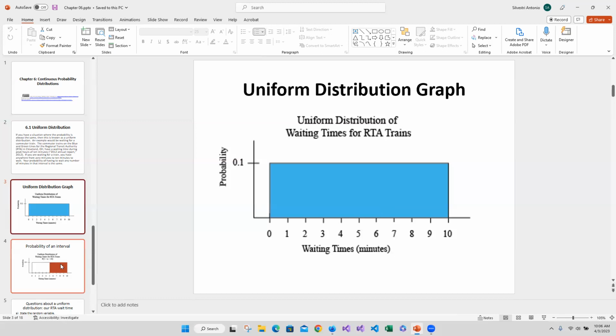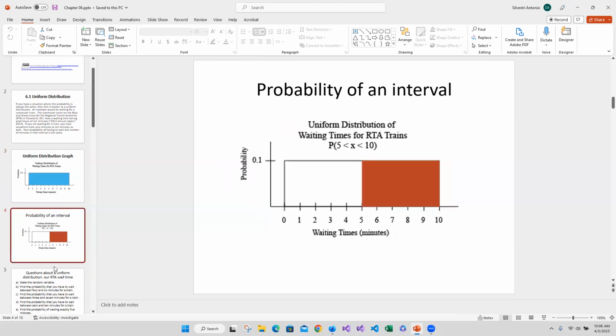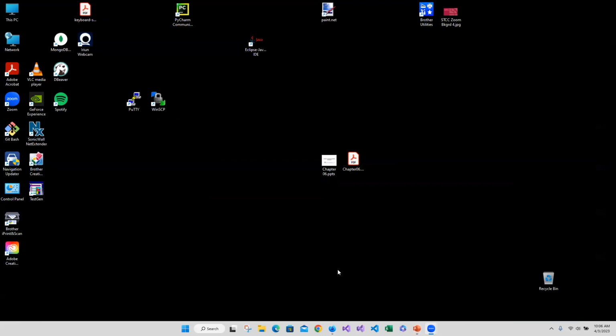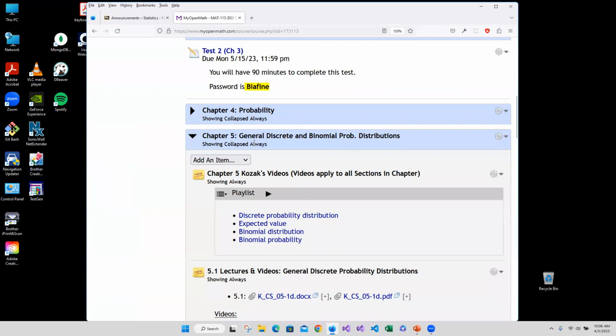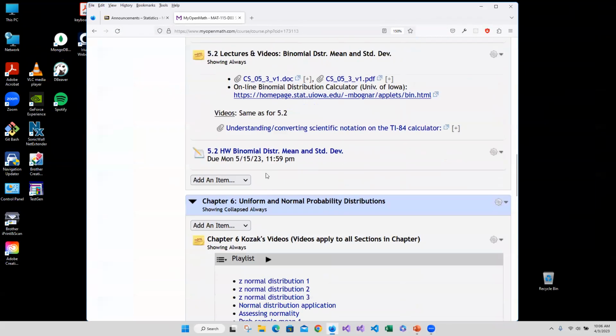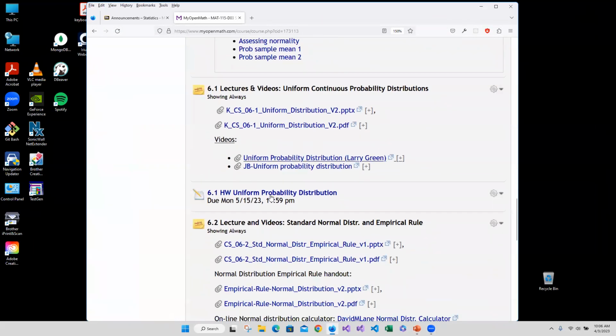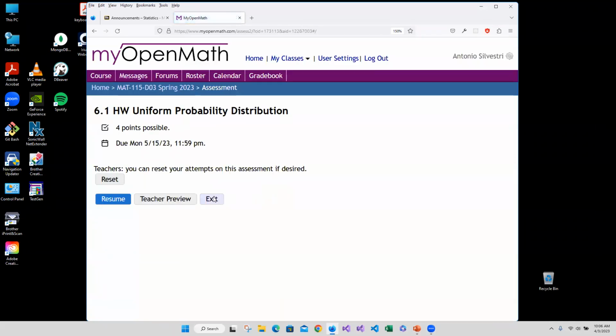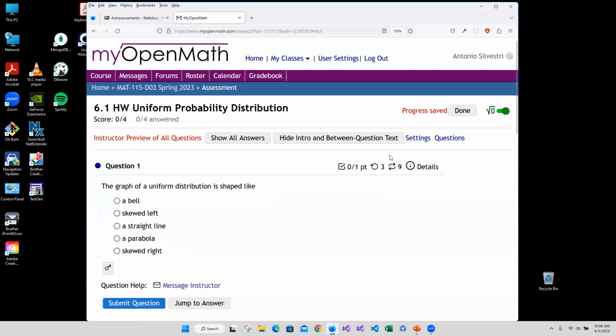And that's really all you have to know about uniform distribution. So we can actually answer those questions for 6.1. Really, there's not much more. If I try to say more, it ends up making it seem more complicated than it really is. Let's go ahead. I'm going to reset. There's only 4 questions too.